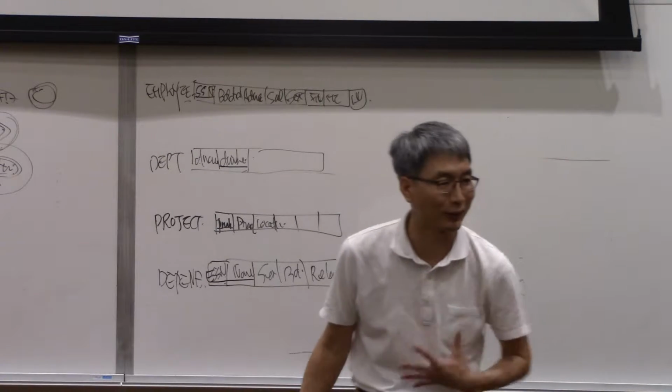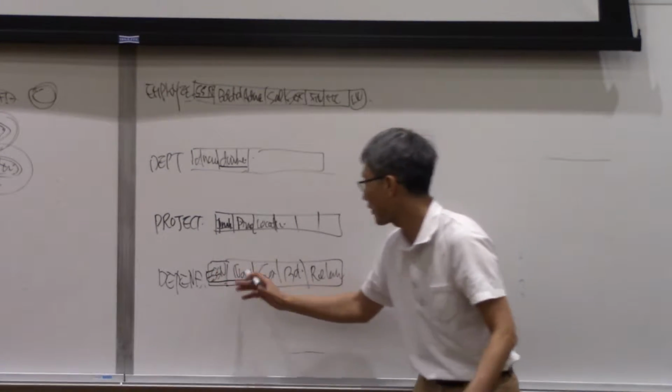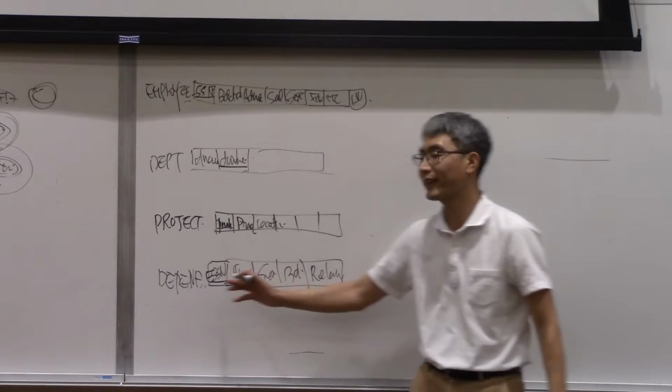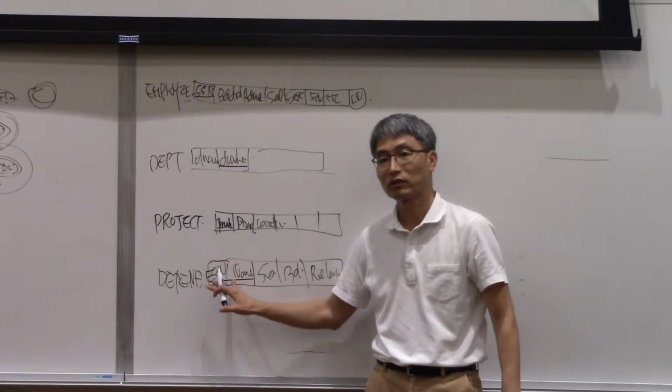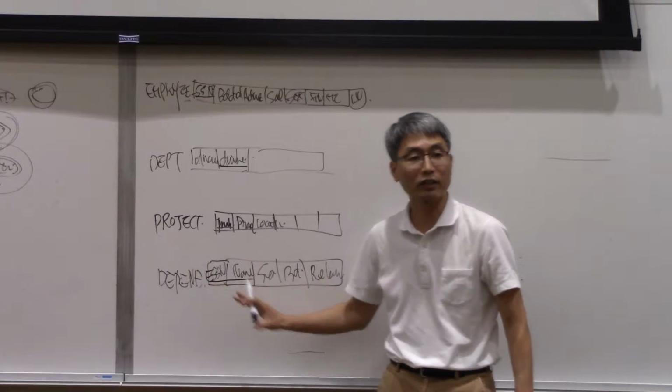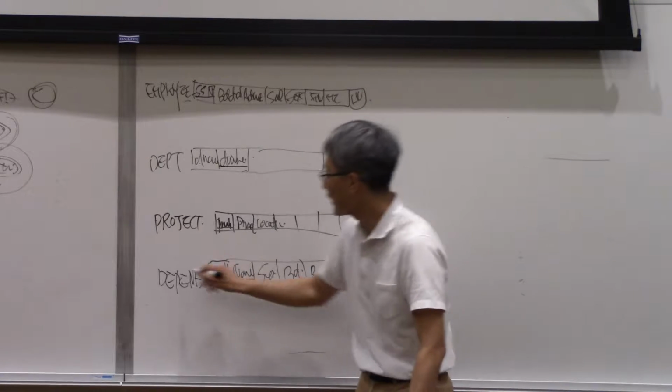I have two dependent. You cannot differentiate. So because of that, ESSN plus name will be just a connected line. Some of the textbooks forget to connect. That doesn't make sense. So, connected line. Okay.